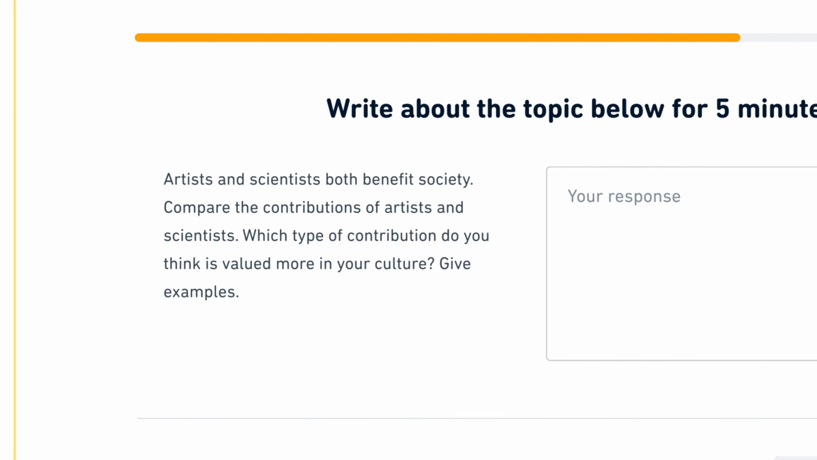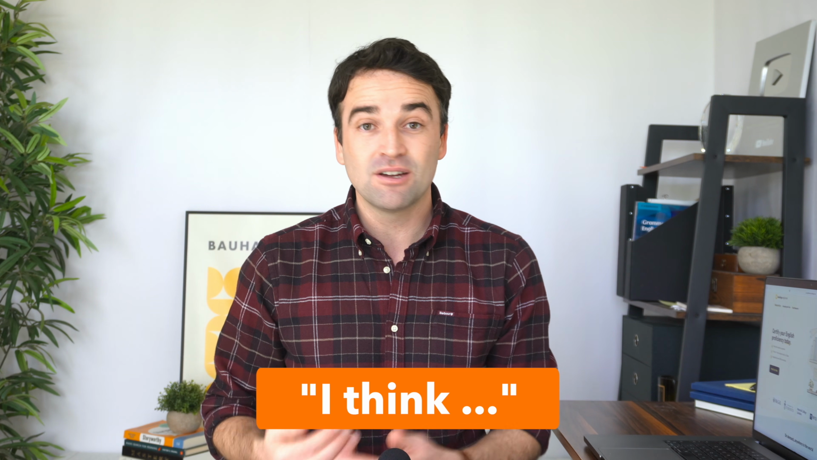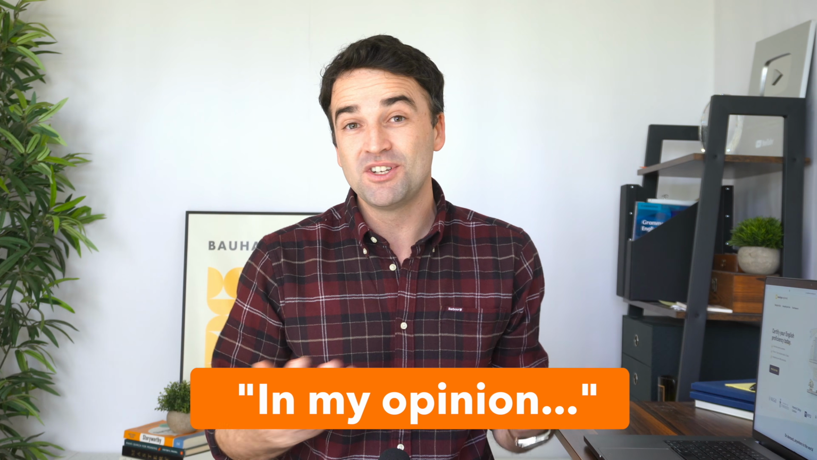On the read then write question type, you might get a question type like this. This is an argument question where you have to state your opinion and make an argument for it. When you get an argument question, you need to state your opinion. So rather than using I think or in my opinion, which are very common and kind of short, you can use one of these phrases instead.